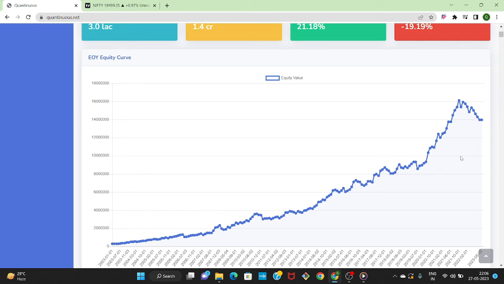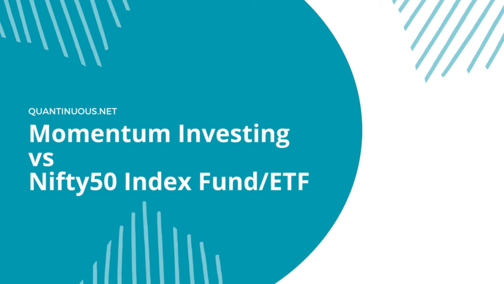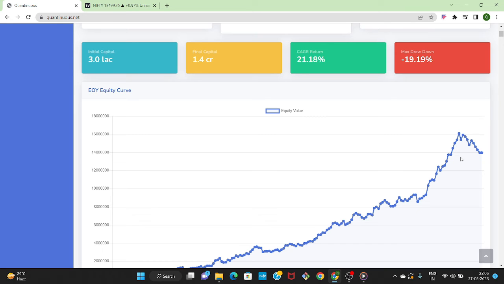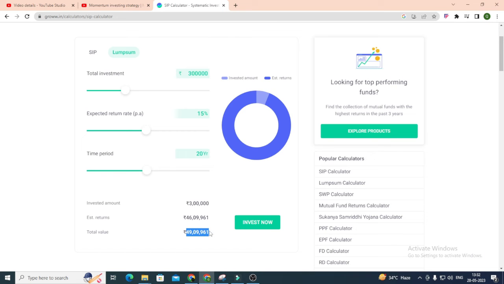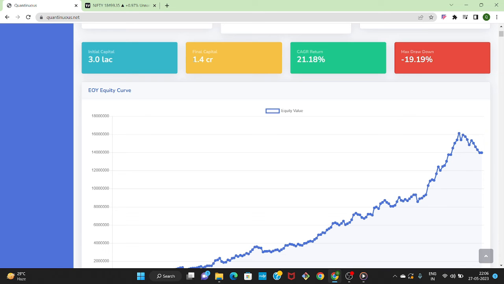Subsequently, one question will also come: which one is better, Nifty 50 Momentum Investing or a Nifty 50 ETF Index Fund? Clearly, there is no doubt that in momentum investing you will make way more return than index funds. Your 3 lakhs investment in an ETF or index fund would have become 50 lakhs, whereas this momentum strategy would have generated 1.4 crores from the same 3 lakhs investment, which is almost 3 times the index fund or ETF return. But it is only helpful for those who are interested in handling and rebalancing their portfolio every month.